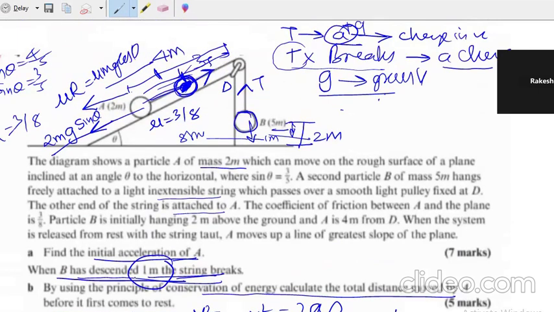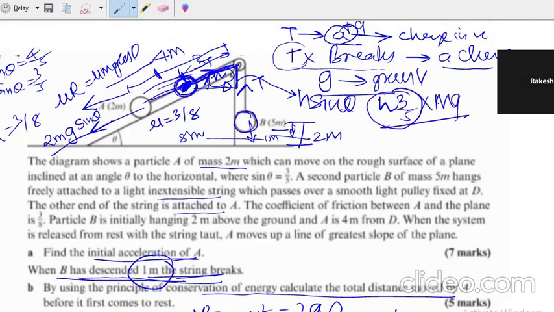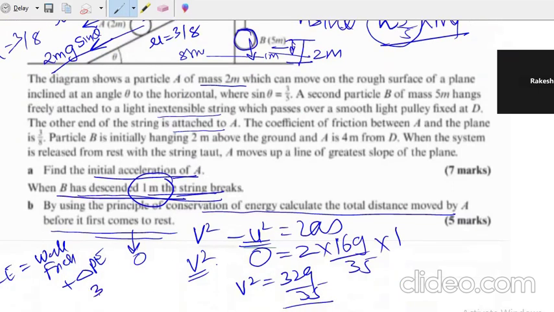So supposing the total distance is h, it will move from here to here. So there will be a gain in the potential energy. If this is h, then the height gained will be h sine theta. So it will be h into sine theta, which was 3 by 5, into mg. That's the potential energy gained. So this is 3 by 5 h mg.